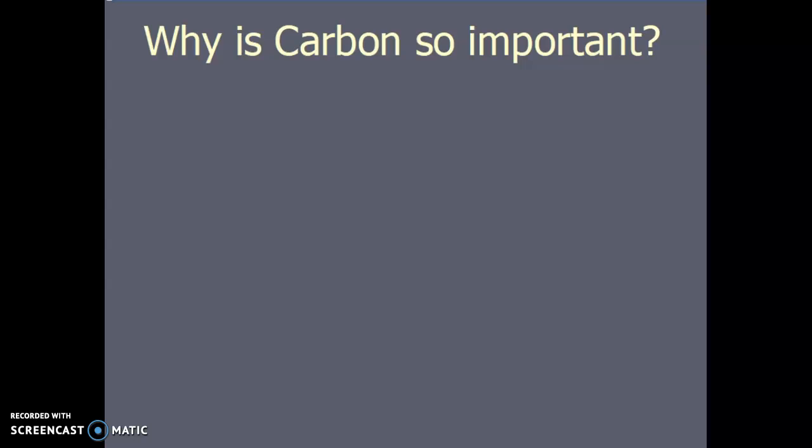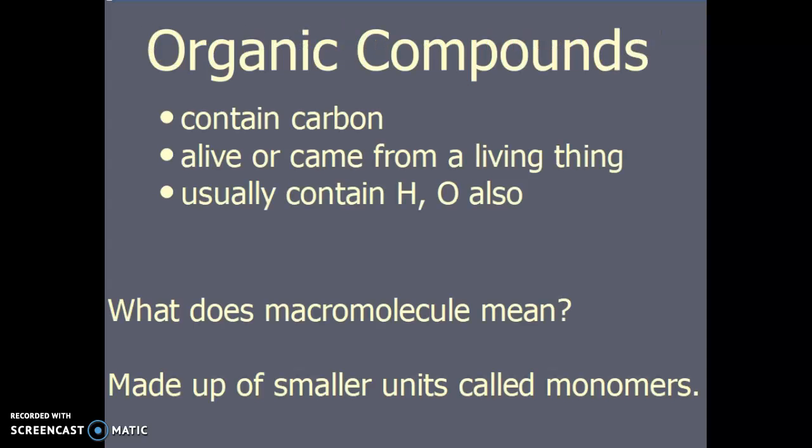Why is carbon so important? It's actually one of the most fundamental elements, especially in living things. It can make four bonds with other elements. It's a very stable element. It can also exist in many forms. This can be a crystal. It can make graphite. It can vary so many ways. So carbon is an essential element for living things. Okay? All right, so we're going to focus on organic compounds today. Remember, they contain carbon, come from a living thing, and they usually contain hydrogen and oxygen also.